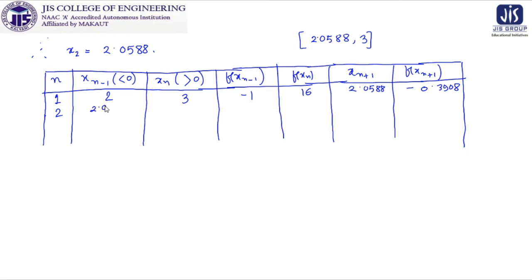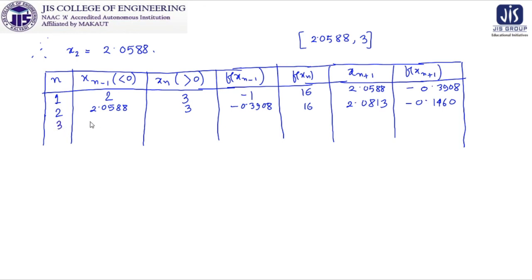So now in the next step, that means in the next iteration, for n equal to 2 we will make it for 2.0588 and 3, and here we already get the value of this one minus 0.3908, and the previous value will be remaining as 16, and now it becomes 2.0813, and we are getting the value as minus 0.1460. In this manner we can go for the third one.